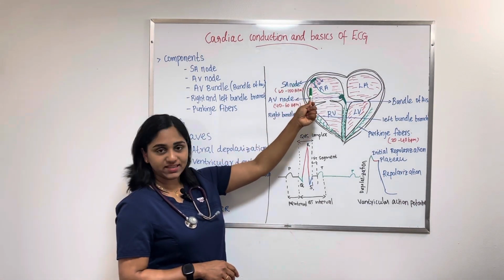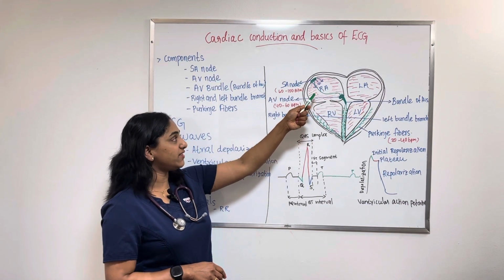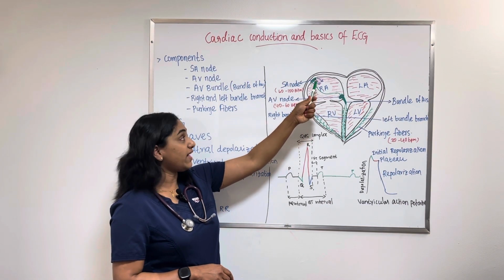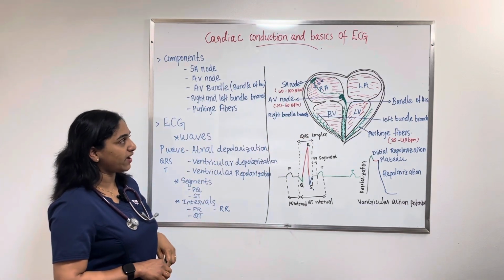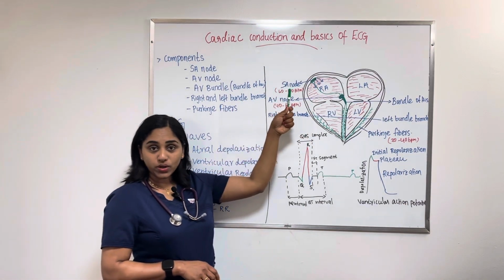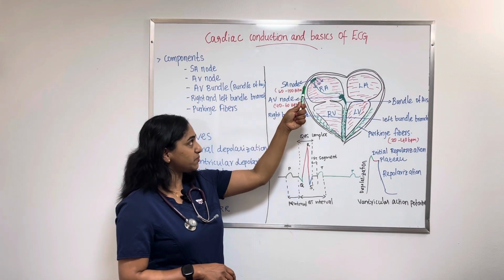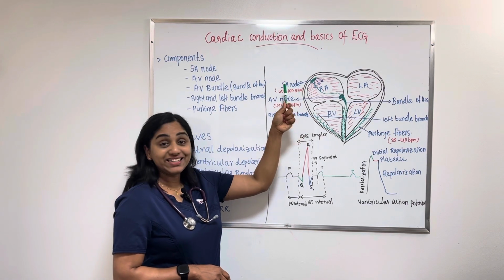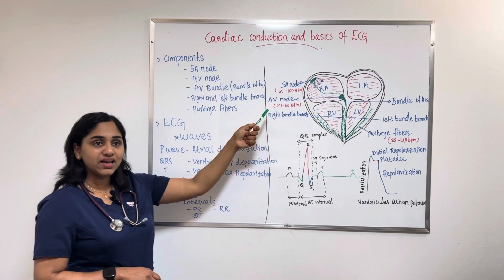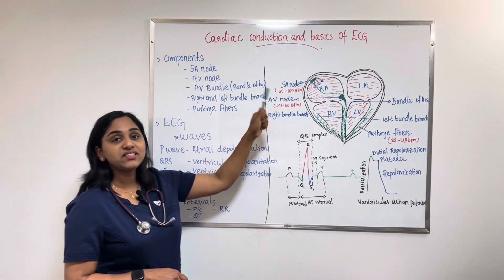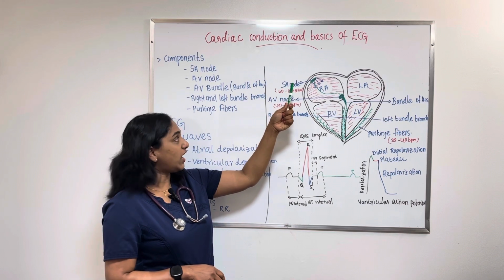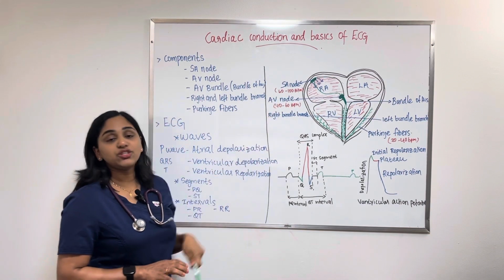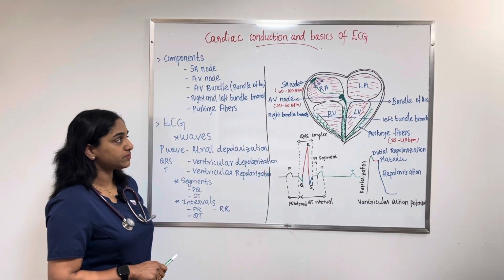So this is the SA node. SA node is situated in the right atrium in the upper corner just near the entrance of superior vena cava. SA node is also called the natural pacemaker because it can generate its own impulse and it determines the heart rate. So the intrinsic rate of SA node is 60 to 100 beats per minute.